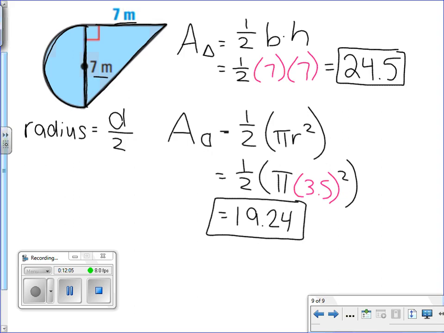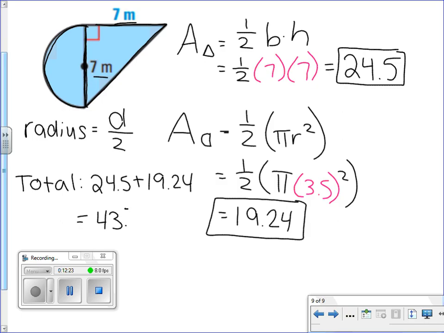But remember, I wanted the total area. So to find the total area of the figure, I need to add up my two separate areas. So total is then going to be 24.5 plus 19.24. So that is equal to 43.74. I do see that I have meters, so I can actually write meters squared for my final answer. And that's it.